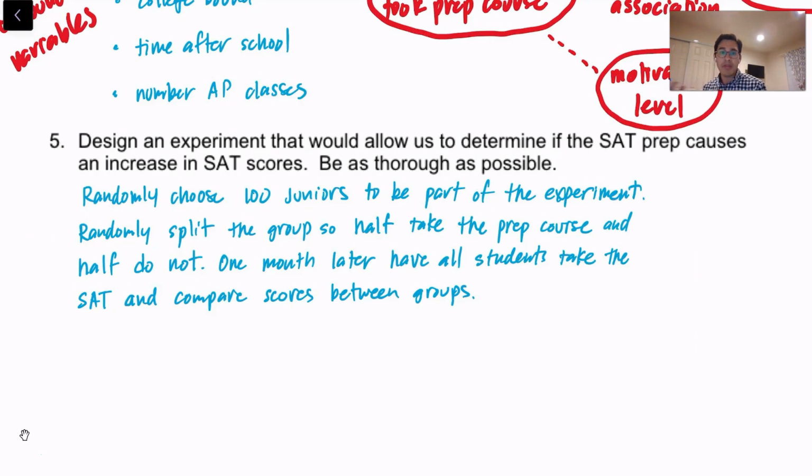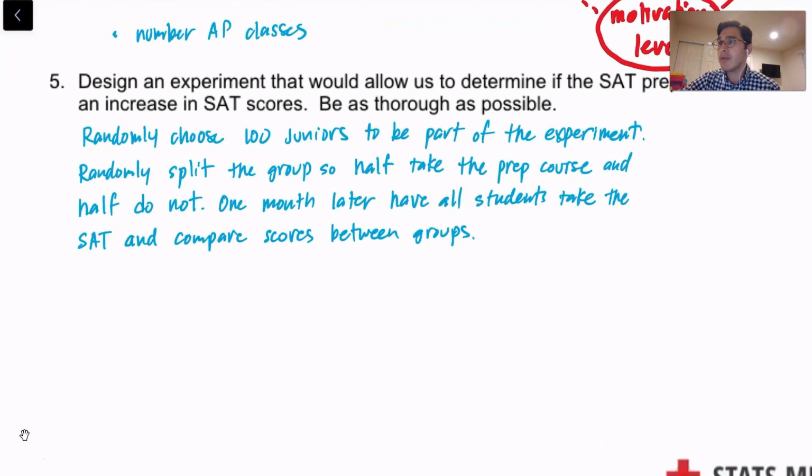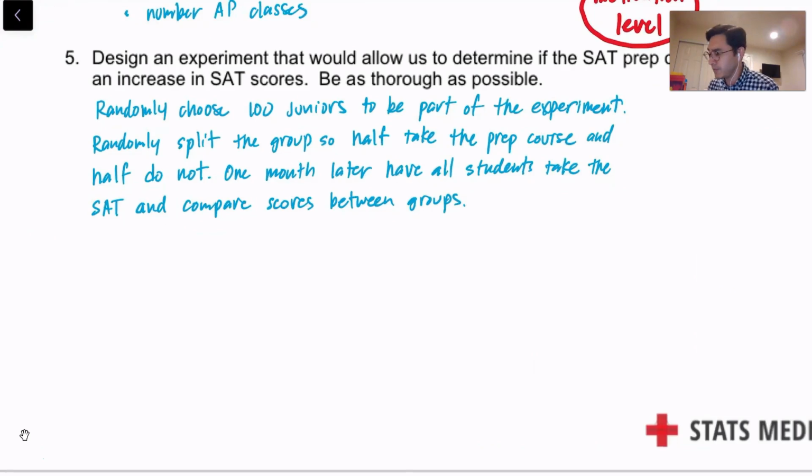And then a month later, or however later it is, we'll have the students take the SAT and then compare the scores between the 2 groups. So this is a valid way of describing an experiment. Probably would get full credit on an FRQ. But another way that we can describe this is in a flow chart, or a diagram. Right now it's written in paragraph form, but let's convert it into a flow chart. I'll teach you how to do that now.